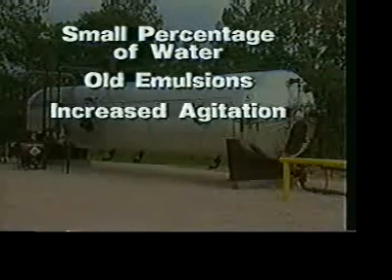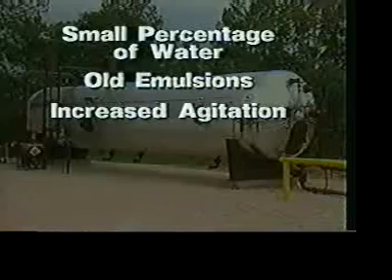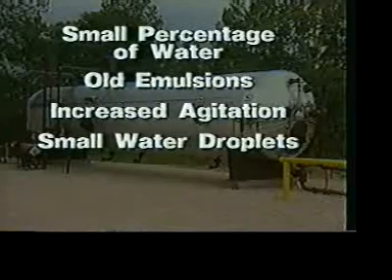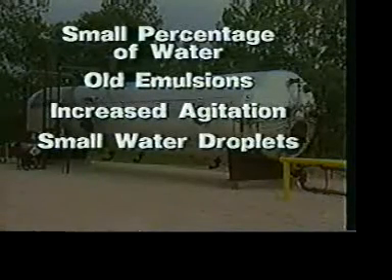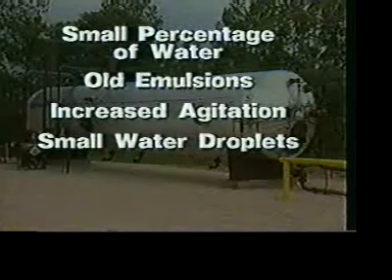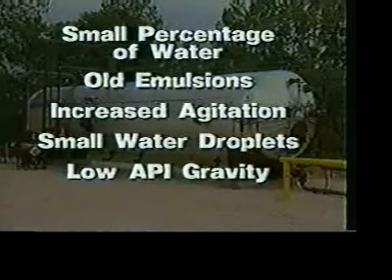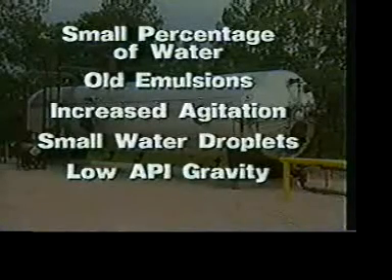Increased agitation means greater dispersement of water and increased tightness of the emulsion. Emulsions containing small water droplets are more difficult to break because the small droplets are lighter and will not settle out as easily. This also happens with oil with a low API gravity. The water droplets tend to stay suspended.